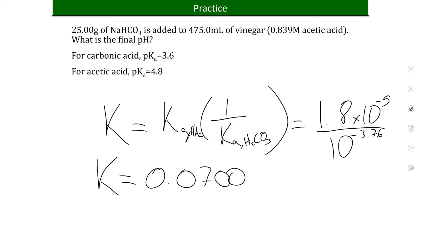So this is why we can't just look at the Ka value for one of the acids. Because if you have a weak acid and a weak base together, they're reacting in a way that changes the K value. We can't just ignore the weak base part of it. And this is a buffer. This is a more complicated buffer than normal because we have two weak acid, weak base things happening.